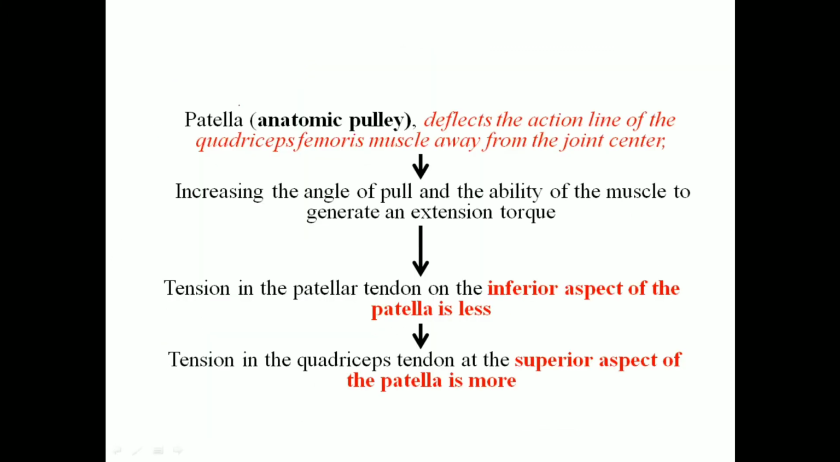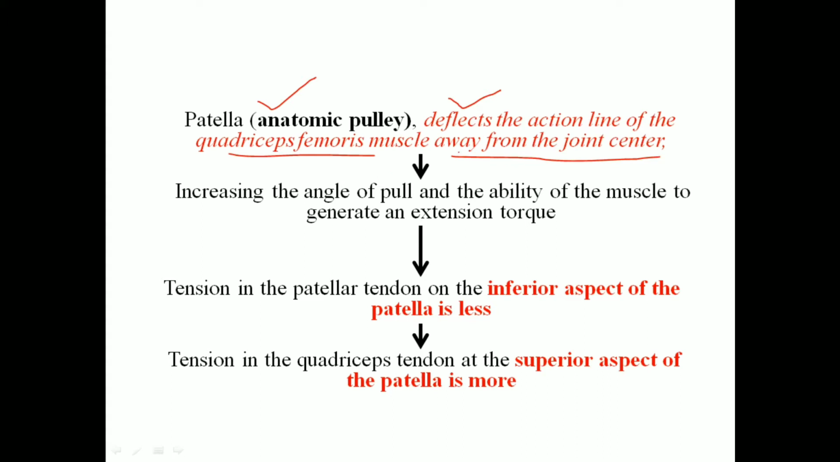So as we discussed, the patella is going to work as an anatomic pulley which deflects the action line of the quadriceps femoris muscle away from the joint center. Just now we have seen, due to the presence of the patella, what is happening? The patella is deflecting the action line of the quadriceps femoris muscle away from the joint center.